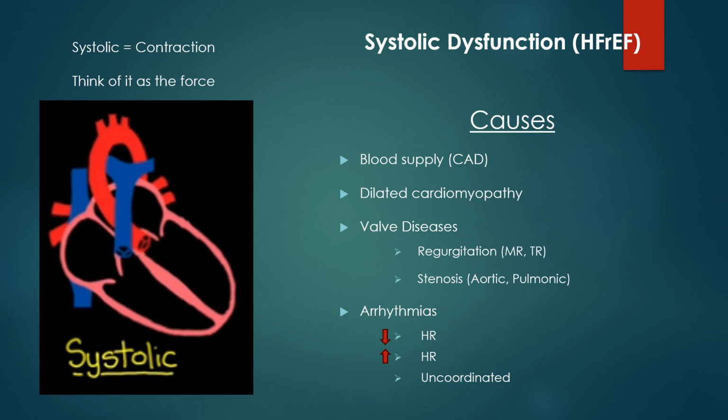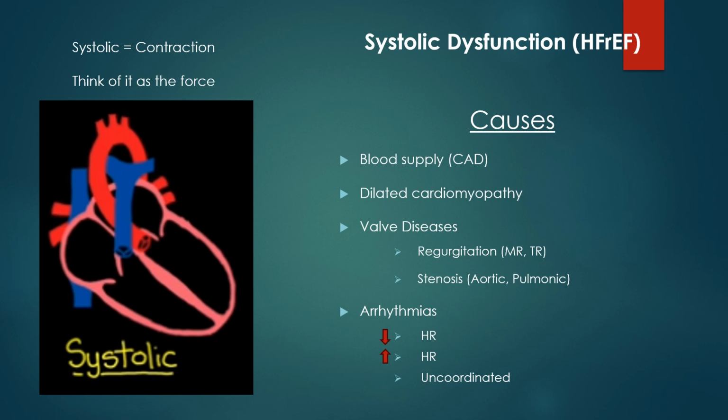So again, systolic equals contraction. Think of this as the force. Some of the causes: blood supply, such as in coronary artery disease. If the muscle's not getting enough blood to meet its demands, it's going to have cell death, and thereby you're going to have some scarring, and all these things are going to happen. It's going to lose its contraction. It's not going to be able to squeeze, right?